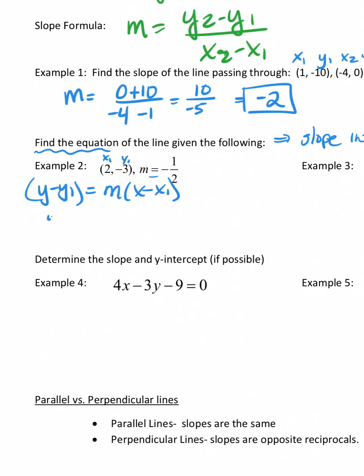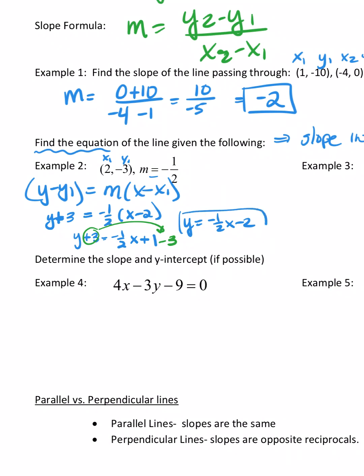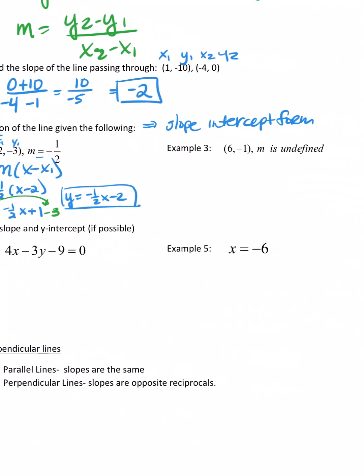So let's plug things in. Y minus a negative 3 will be plus 3 equals negative 1/2 times x minus 2. All right? Now let's distribute that negative 1/2. So y plus 3 equals negative 1/2 x plus, what's 1/2 of 2? 1. Negative times negative made it positive. Now we need to keep going. We need to move this 3 over here by subtracting it. So my final answer will be y equals negative 1/2 x minus 2. There's my answer.